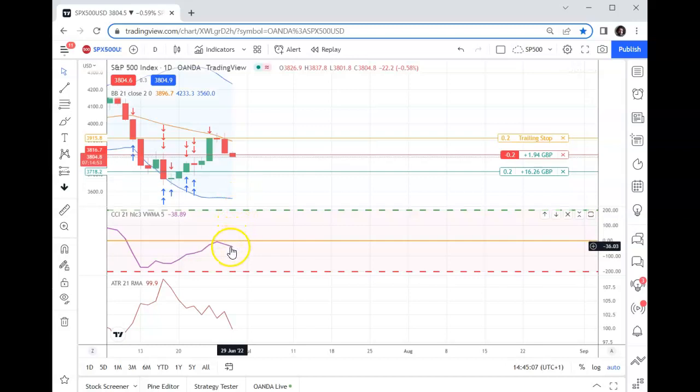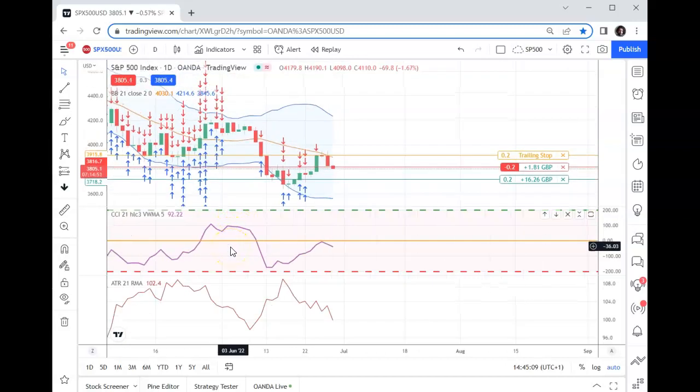Depends how we get with the CCI. Now on the daily it's a bit more complicated with the CCI because it's a bit of a slower response, but there is quite a lot of room to get to minus 200, and you can see from previous that to get to the minus 200 is quite a drop.